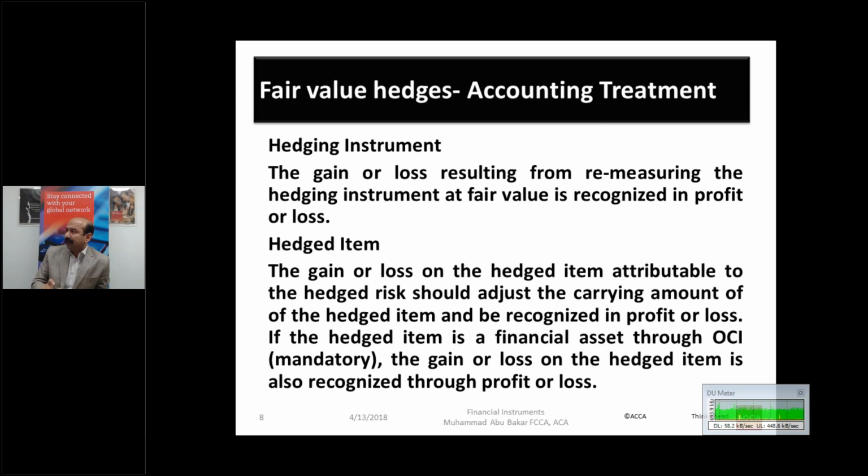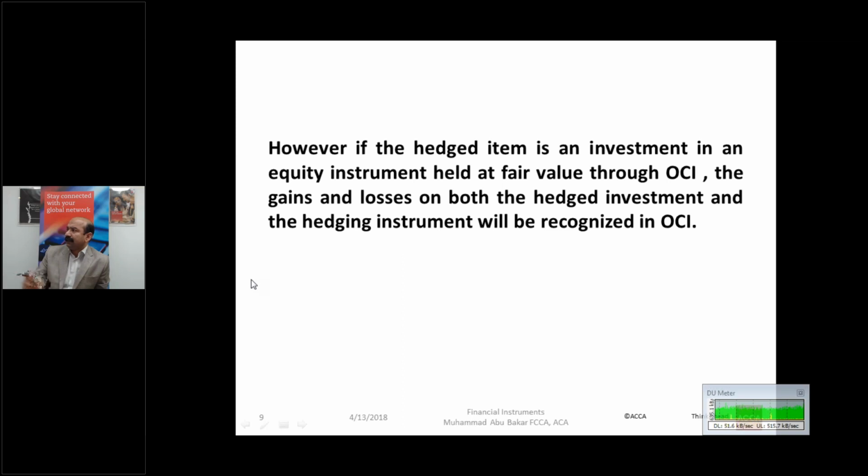There is one exception, like if your hedged item is a financial asset at fair value through OCI, then the treatment is as mentioned over here. Then the gains and losses on both the hedged item and the hedging instrument will be recognized in OCI.